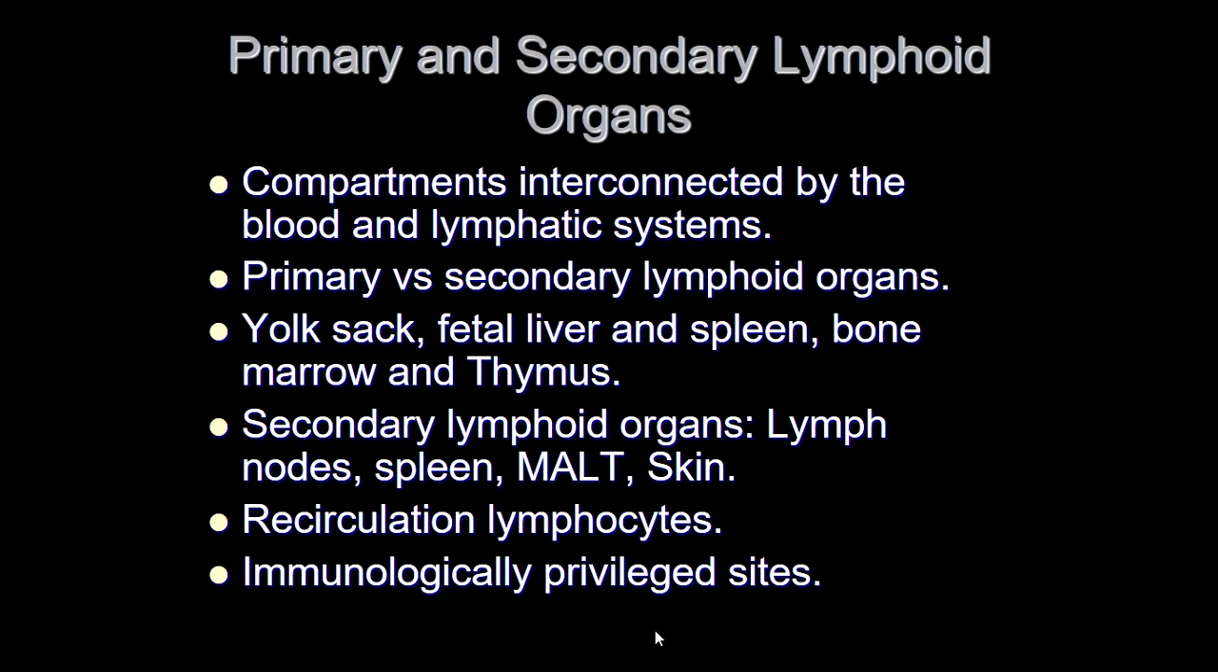There are certain areas we call immunologically privileged sites, where we do not have secondary lymphoid organs, and usually we don't have lymphocytes, and they do not react against foreign antigens, so they are immunologically inert.